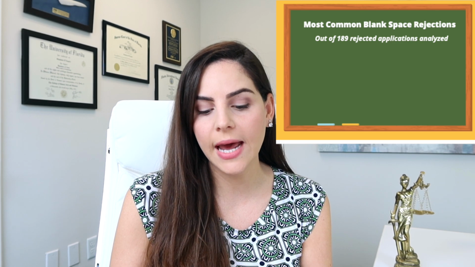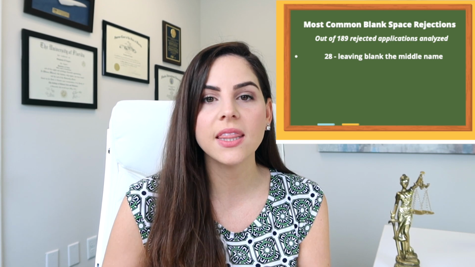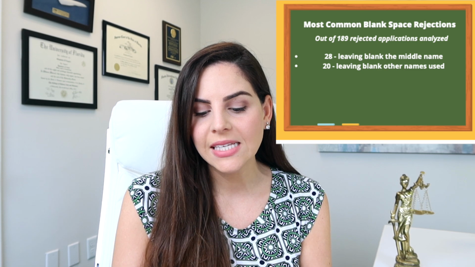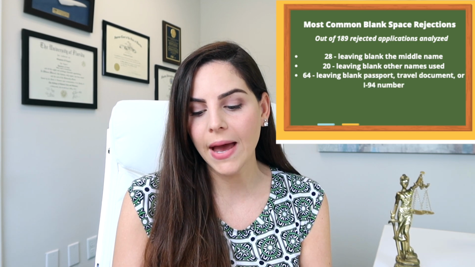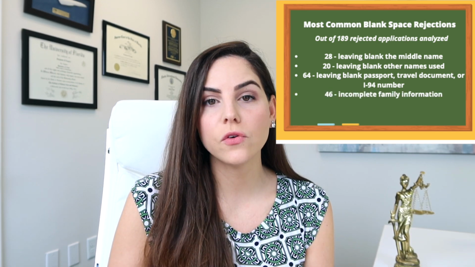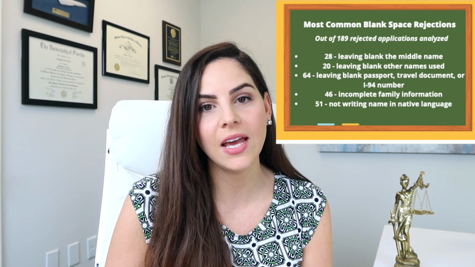There was a 6-month study done on the number of rejections for the application for asylum or withholding of removal. I have the numbers here. Out of 189 rejected applications analyzed, 28 were rejected for leaving blank the middle name, 20 for leaving blank other names used, 64 for leaving blank passport or travel document number or I-94 number, 46 for having incomplete family information, and 51 for not writing their name in their native language.